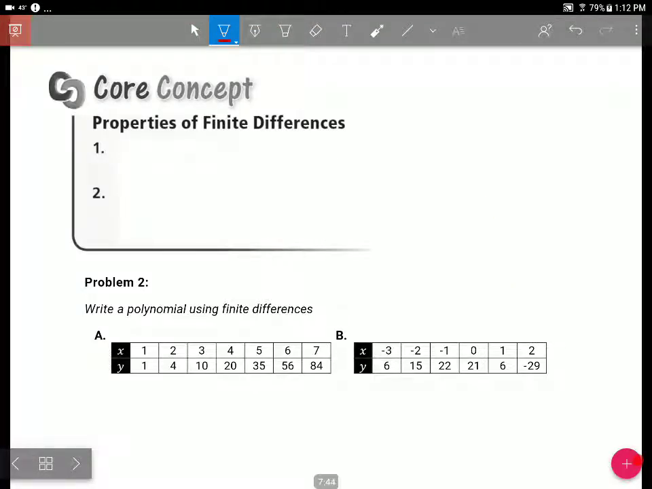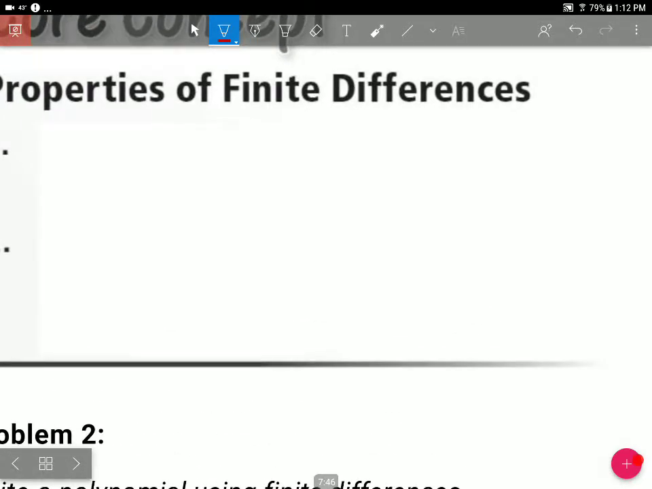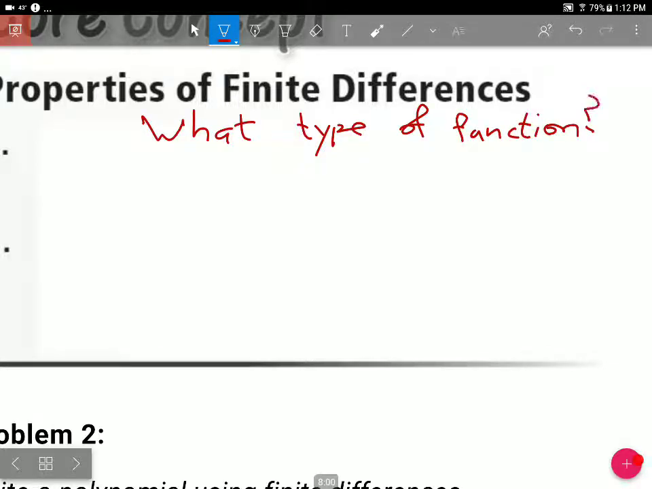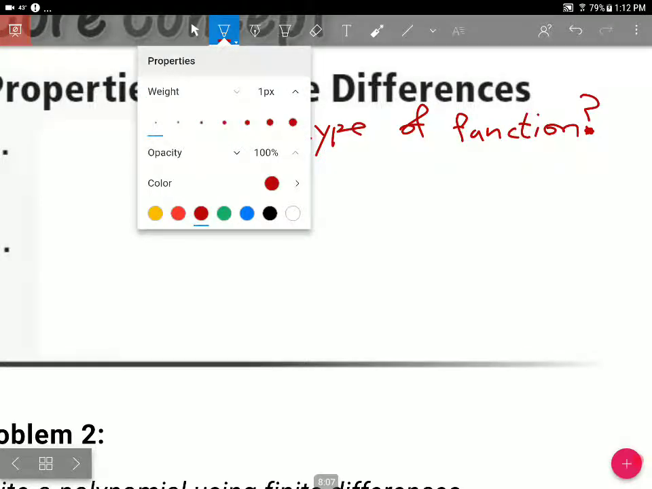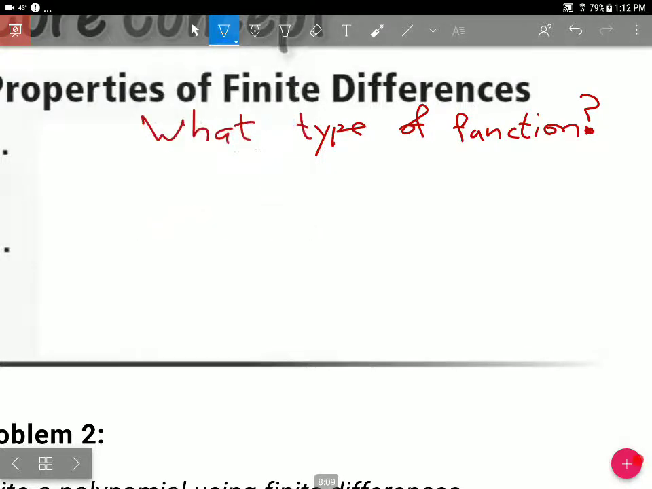Properties of finite differences. Okay, finite differences. We're using finite differences to ask the question, what type of function? We're playing the age-old board game: what type of function? The most boring board game on earth. All right, so here we go. If your first difference is the same, well, then it's a linear equation.